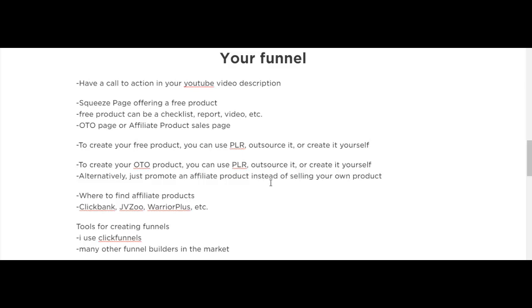Okay, alternatively, if you don't want to spend the time creating a product and trying to sell them a product, you could just direct your leads to an affiliate product sales page. And to find affiliate products, there are dozens of affiliate networks out there. What comes to mind are ClickBank, JVZoo, and Wire Plus. ClickBank is for almost every type of niche out there, and as for JVZoo and Wire Plus, that's more for products and internet marketing and make money online niche.